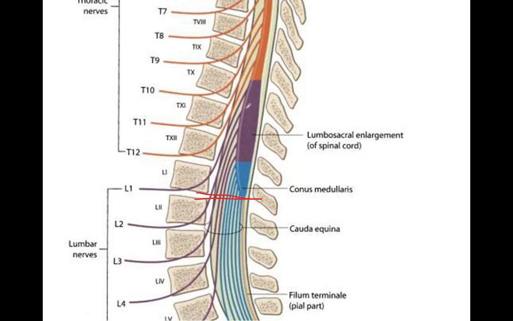This particular conical shape is known as the conus medullaris. And here you can see a thin filament of pia mater being extended downwards. It's called the filum terminale.